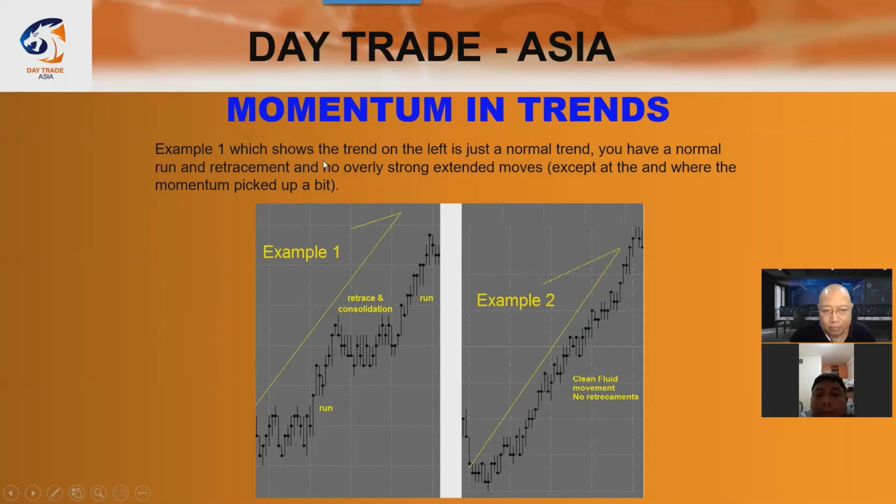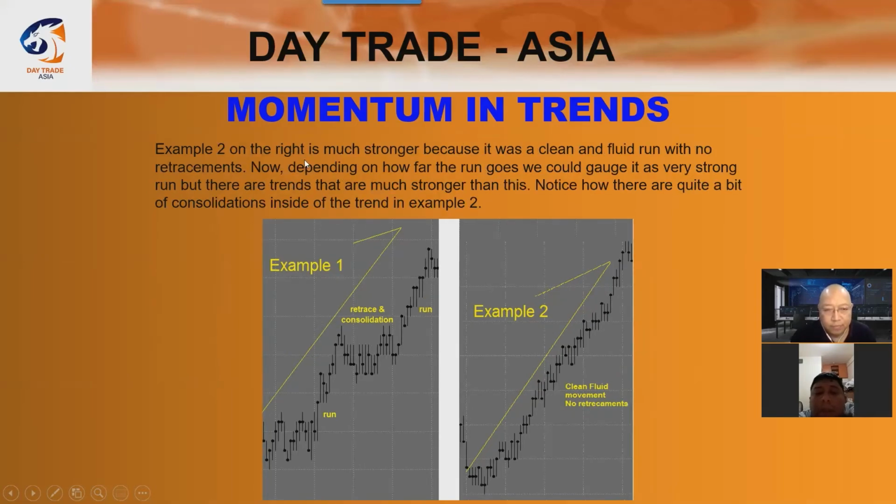Tama. Example 1 shows a trend on the left that is just a normal trend. You have a normal run and retracement and no overly extended, strong moves, except in number 2 on the right, which is much stronger because it has a more clean and fluid run with really minor retracements. Now, depending on how far the run goes, we would gauge it. Number 2 would be very strong, but there are trends that are much stronger than this.